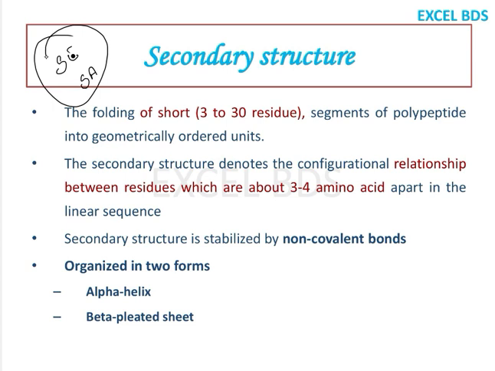There will be some foldings in the linear chain. In primary structure, we have seen it's a linear chain, starting point to ending point. But here there will be some short foldings. For example, the protein will fold on itself.